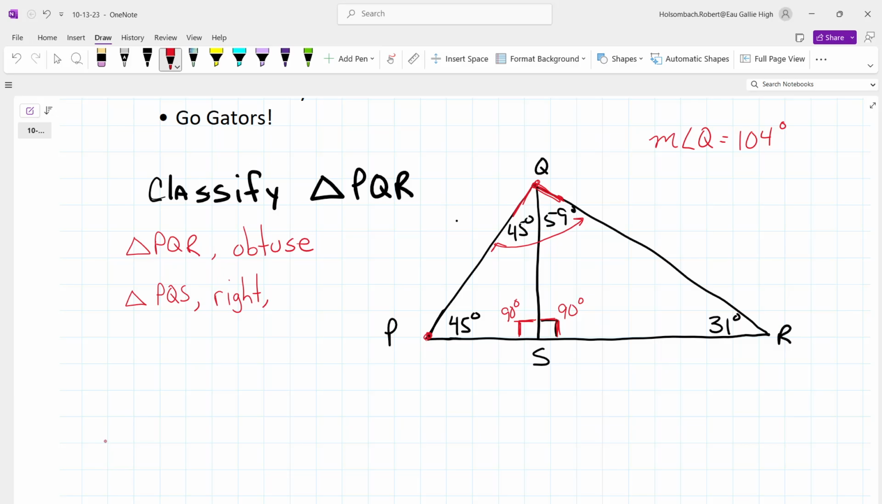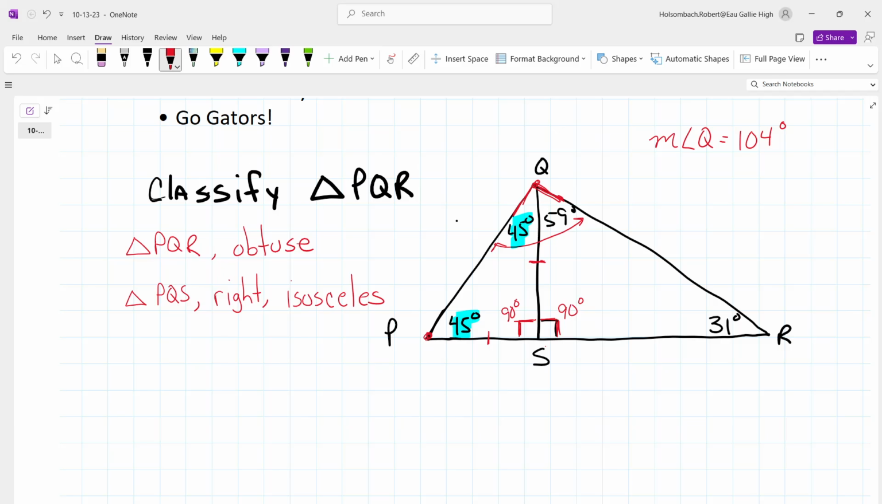And do you notice anything else about it? It has two angles that are 45 degrees. If a triangle has two angles that are congruent, then the sides opposite those angles are also congruent. That means that this side right here, QS, is congruent to side SP. So that makes this smaller triangle also isosceles. It's a right triangle because it's got a 90-degree angle, and it's an isosceles triangle because it has two congruent sides.